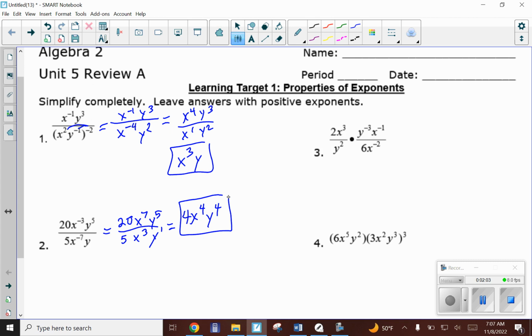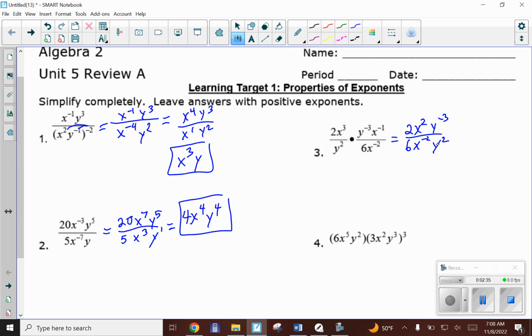Okay, the next one, it's got 2 things to it. So that just means that we can combine stuff that's on the same level. So I'm going to go ahead and do that. So I'm going to create one fraction with everything. So the 2 is going to stay on top. There's 2 x's on top, so I can add these together when they're at the same level. So that's going to be x squared because 3 plus -1 is 2. And I'm going to leave my y to the -3rd up there. And then at the bottom, I'm going to have a 6. And then I'm going to have an x to the -2. And then I'm going to have a y squared.